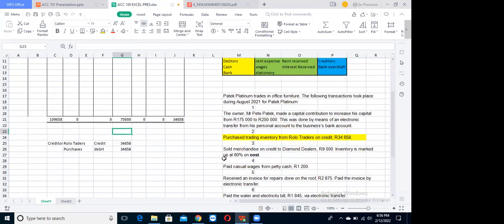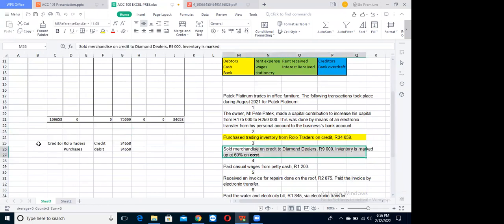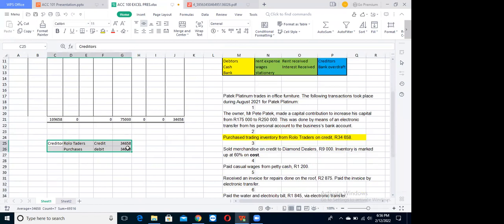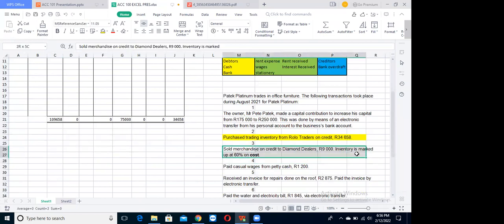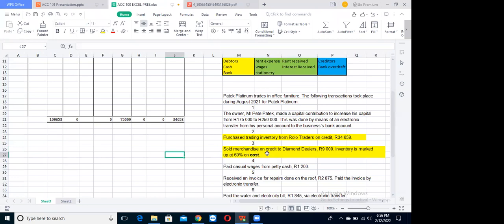So let's look at the third transaction. This one we have done, so we might as well do away with it. We now want to look at the third transaction. We are told that we sold merchandise on credit to diamond dealers, 9,000. Inventory is marked up at 60% on cost.